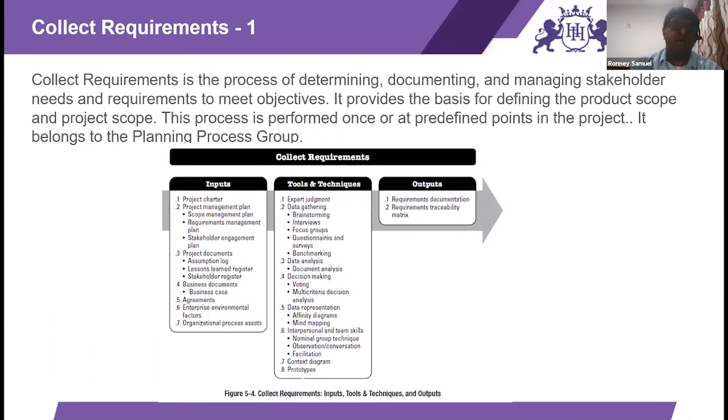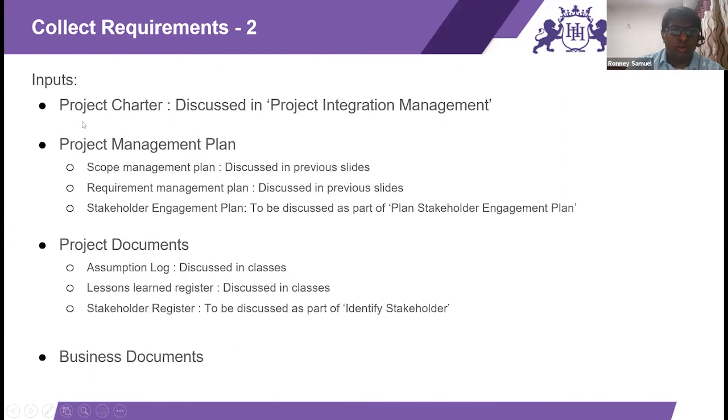Yes, sir. So the next part is what we call collect requirements. This is the place where we are going to collect the requirements, so based on that, we can start defining the scope. Again, the inputs: project charter, because it gives higher level data; the project management plan, more importantly your scope management and requirement management plan; and the stakeholder engagement plan, to make out which stakeholders should be engaged to collect the requirements. Other project documents: the stakeholder register, which contains the list of all the stakeholders, and any lessons learned or particular assumptions.